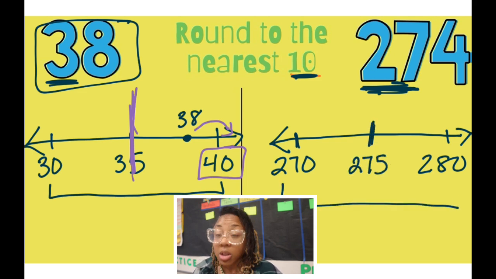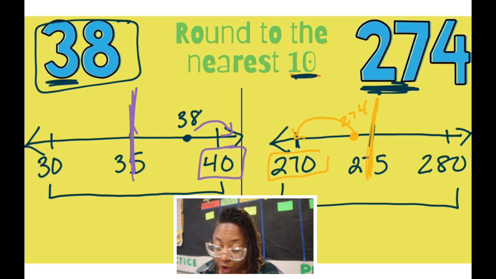So again, the most important numbers. Now that I have those numbers, I can easily plot them. So 274 is going to go right before my halfway mark. And I can clearly see that it is less than my half. So that means 274 rounds down to 270.